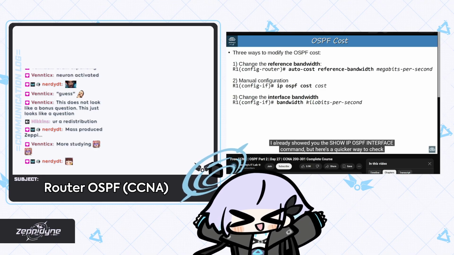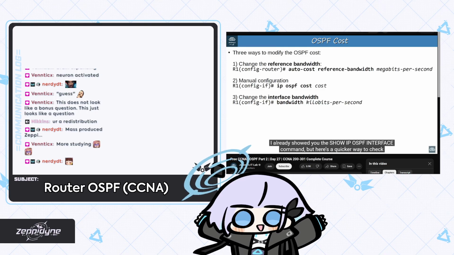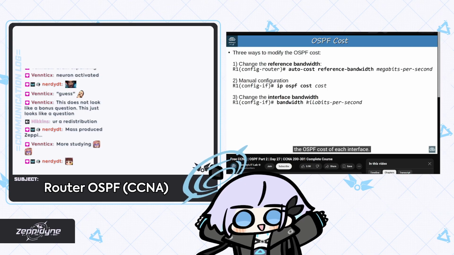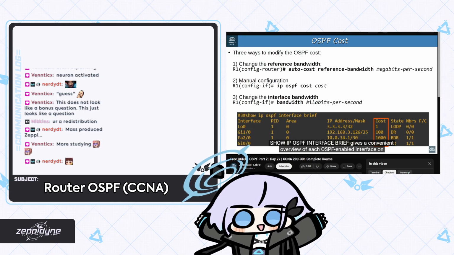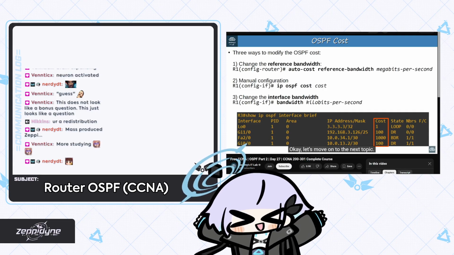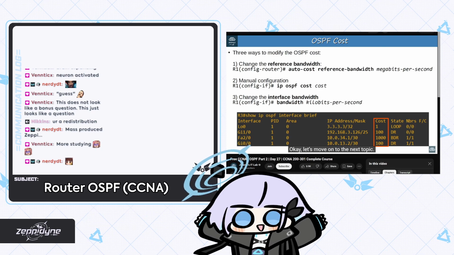That's not ideal. I already showed you the show ip ospf interface command, but here's a quicker way to check the OSPF cost of each interface. Show ip ospf interface brief gives a convenient overview of each OSPF enabled interface on the router. Okay, let's move on to the next topic.